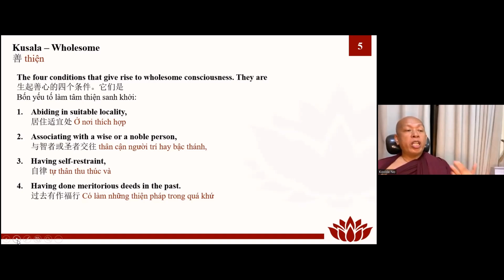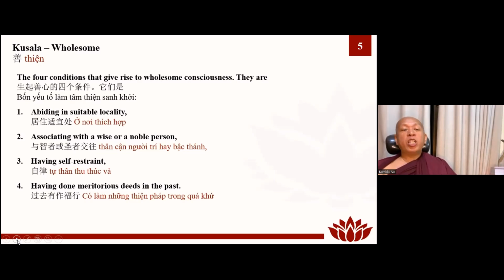So these three, abiding in a suitable locality, associating with wise or noble persons, and having such restraints, are in the present. We have to do them by ourselves in these conditions, in our present life. The fourth is having done meritorious deeds in the past.